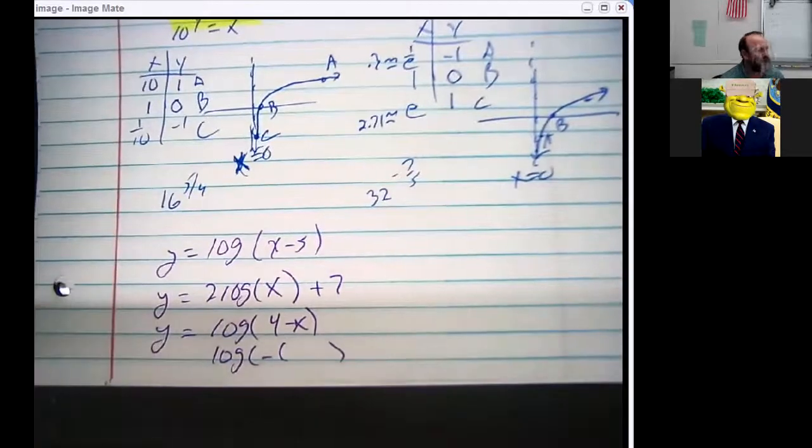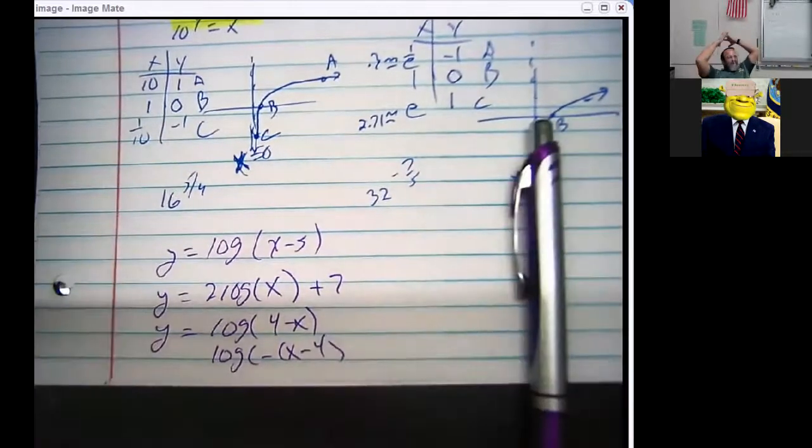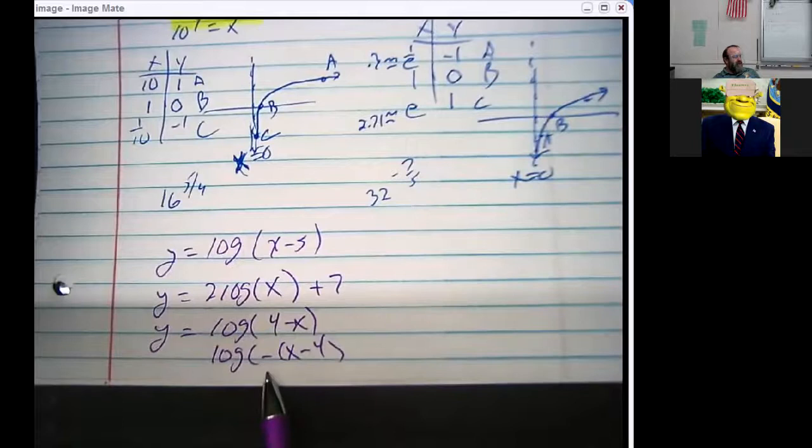And what are we going to do to that 4 minus x? I'm going to make it a negative. But what does that do? Really important. We're going to first take this negative. What's it going to do?